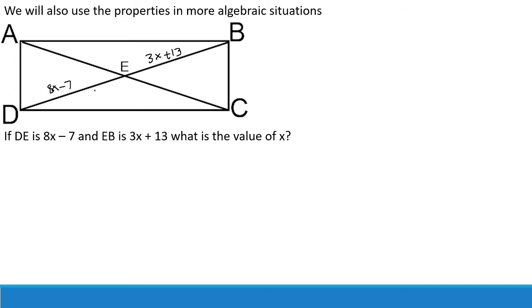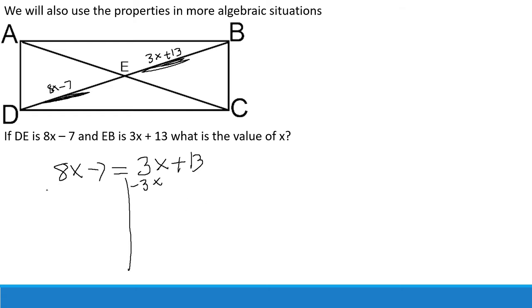Well, okay, if they cut each other in half, that means that this half has to be congruent to this half. So 8x minus 7 has to be equal to 3x plus 13, because again, they're both half of the same piece. So again, you go through and you do your normal math here.